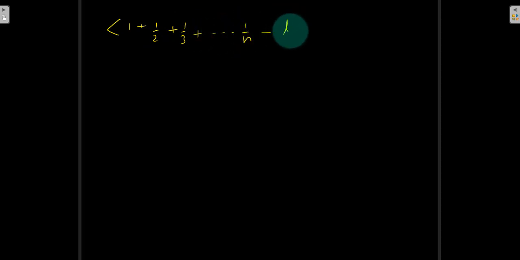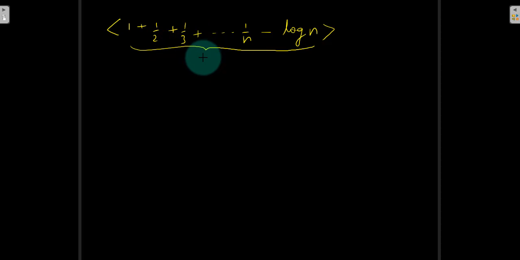We know that the Euler constant is the limit of the convergent sequence 1 plus 1 over 2 plus 1 over 3 and so on up to 1 over n minus log n. So basically this is the nth term of the sequence of which the limit is gamma, the Euler constant.